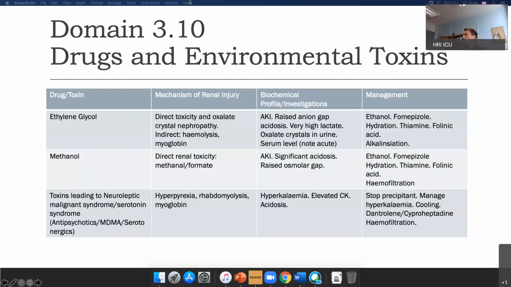Management used to involve administering ethanol, but I've never seen a patient being given ethanol for ethylene glycol overdose. What tends to happen more commonly now is people consider fomepizole, which reduces the metabolism of the ethylene glycol, and often, if they're in extremis, they'll get admitted to ICU, resuscitated fluid-wise, but then often will commence early hemofiltration as the mainstay of management.